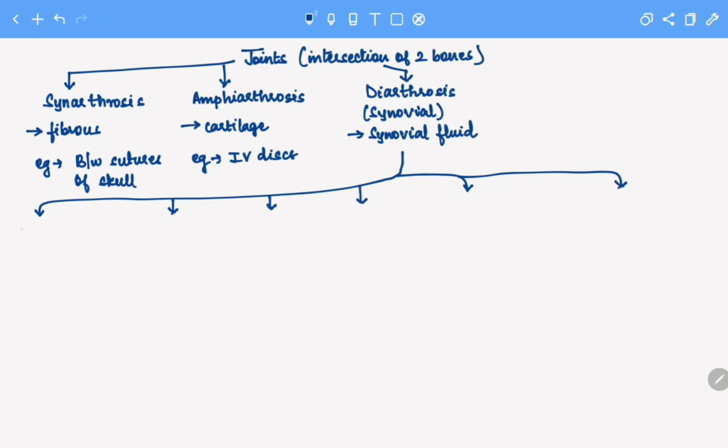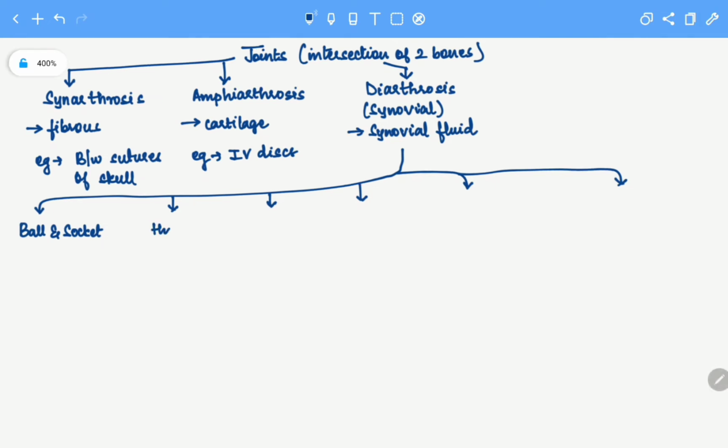So the first synovial joint is the ball and socket joint. Next we have the hinge joint. Next is the pivot joint. Next is the plane joint, which is also known as gliding joint. Next is the ellipsoid joint, also known as the condyloid joint. And finally, we have the saddle joint.